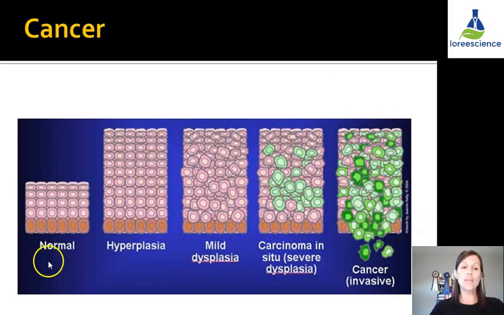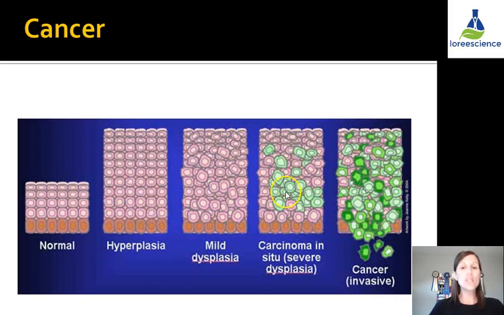So if we want to take a look at what that looks like, when you have normal cells, there is a definitive shape and size. The first stage in developing cancer is hyperplasia. It's not cancer yet, but hyper means excessive. Those cells are starting to grow and crowd each other, but they're still where they're supposed to be and still able to carry out their normal function. Mild dysplasia is the next step, when you start seeing those cells crowding up on top of each other and starting to slightly move out of location and pile up on top of one another.